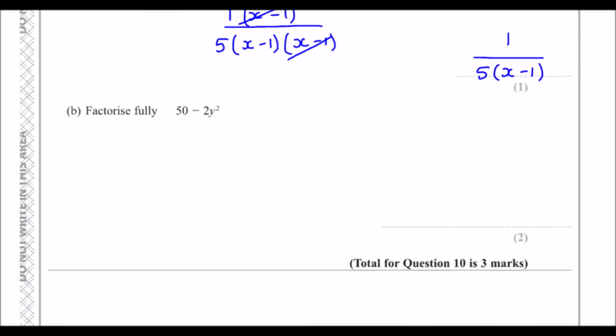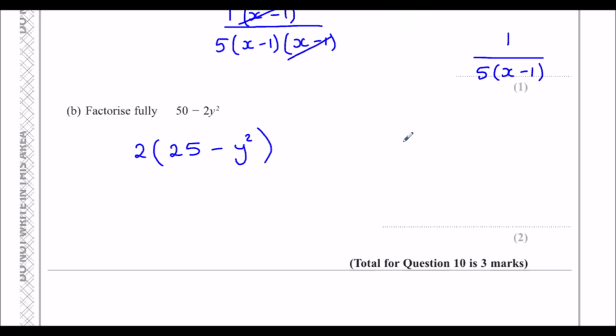Part B, factorise fully. 50 minus 2y squared. So how can I factorise this? Well, to start with, 50 and 2 are both even, so I can take 2 outside the bracket, both in the 2 times table. So I've got 2 on the outside. 2 times 25 makes 50, and 2 times y squared makes 2y squared.